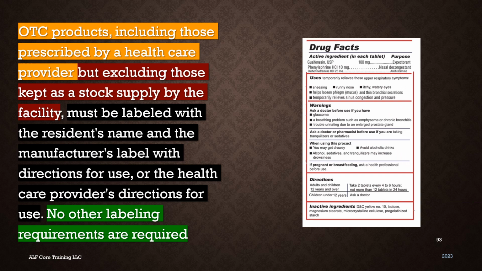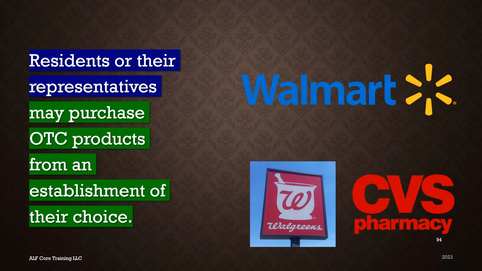OTC products, including those prescribed by a healthcare provider, but excluding those kept as stock supply by the facility, must be labeled with the resident's name and the manufacturer's label with the directions for use or the healthcare provider's directions for use. No other labeling is required. Residents or their representatives may purchase OTC products from an establishment of their choice.